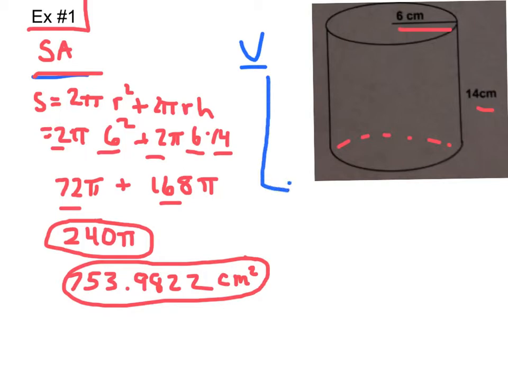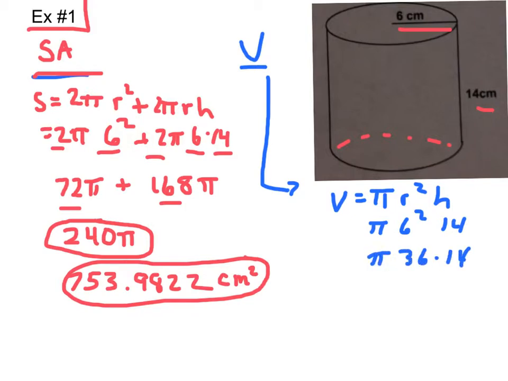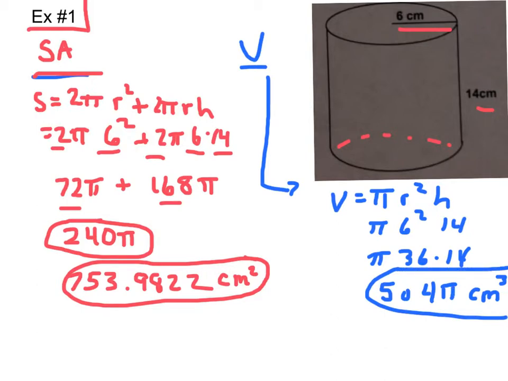Volume, using a different formula. Volume for a cylinder, going back to that first page, is pi r squared h. And you just plug in your values. R is 6, h is 14, 36 times 14 times pi. 36 times 14 is, I believe, 504 pi. And then volume has a unit of cubic centimeters. If you wanted to put in 3.14 for pi, this answer, I believe, is 1583.3626 cubic centimeters.